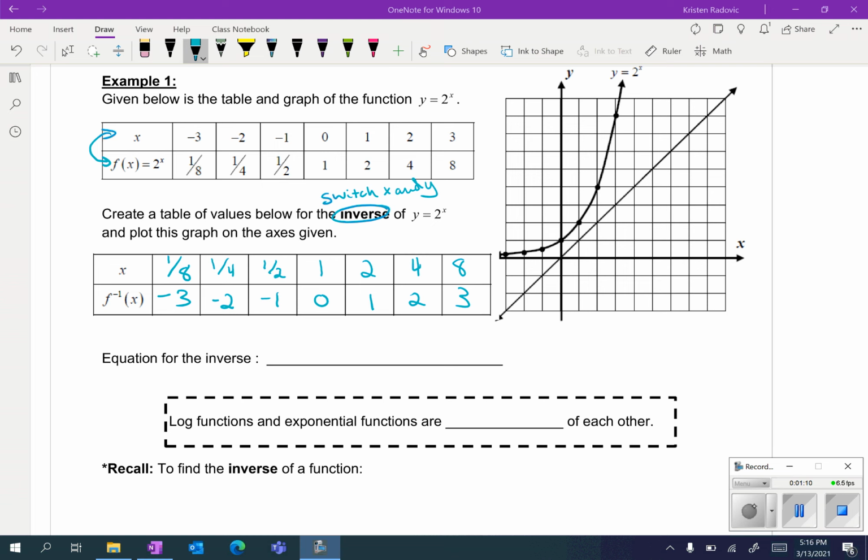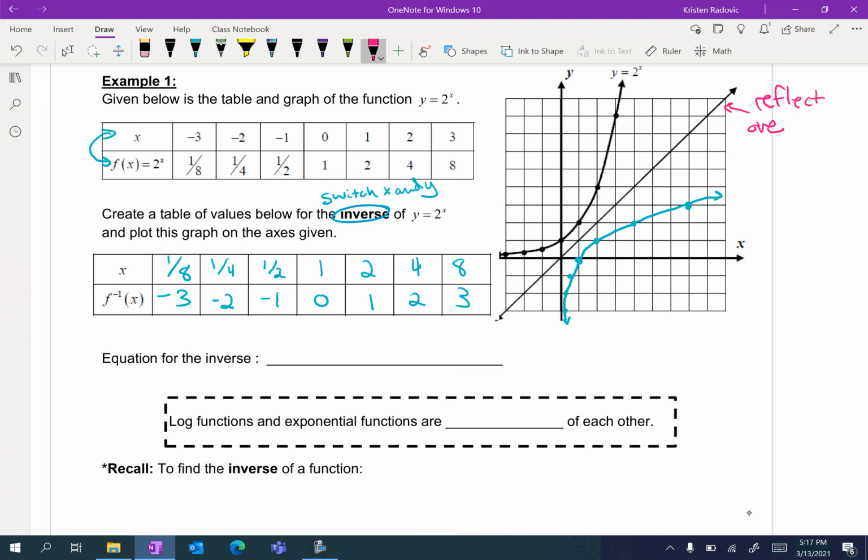So now I have my table completed for the inverse of y equals 2 to the x. I'm going to take all my coordinates and plot them on the graph, and then draw a line through them. In my table, all I did was switch the x and y values, and graphically what I did was reflect over the line y equals x. So that's two different ways to know that they're inverses.